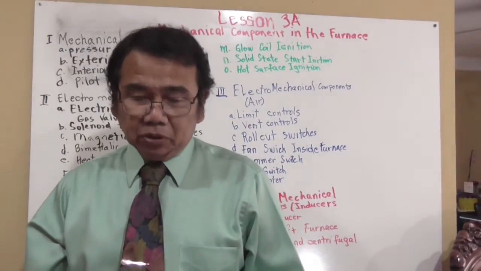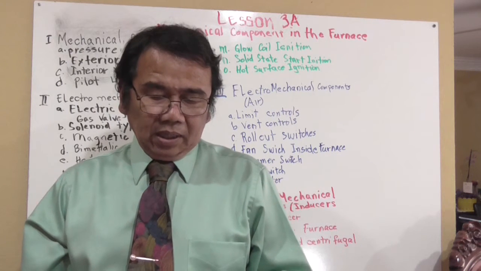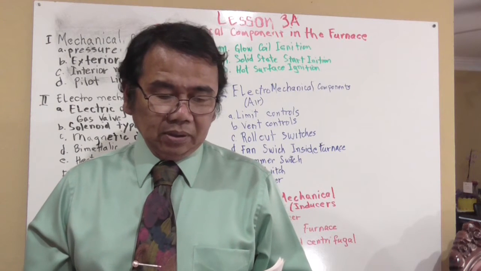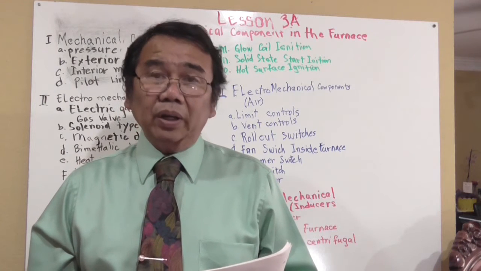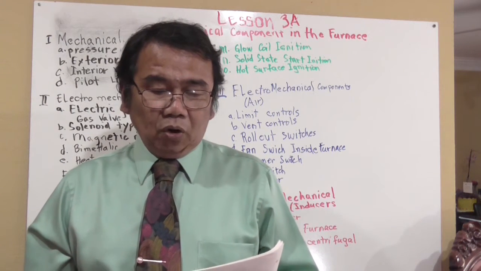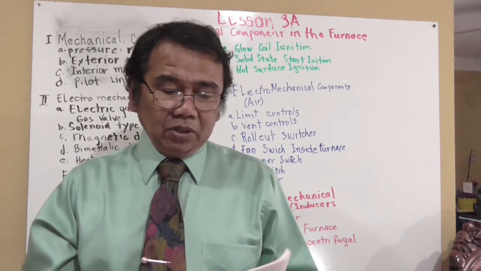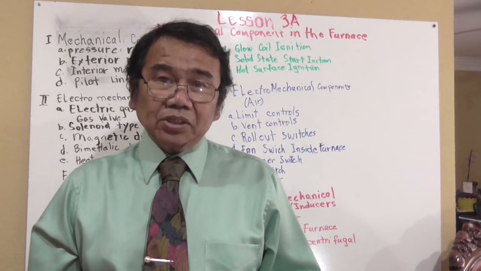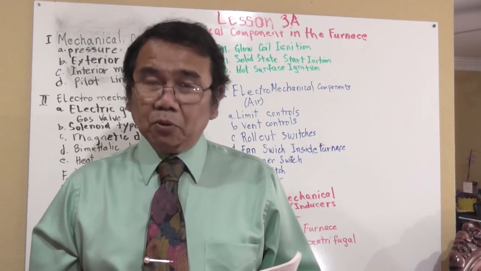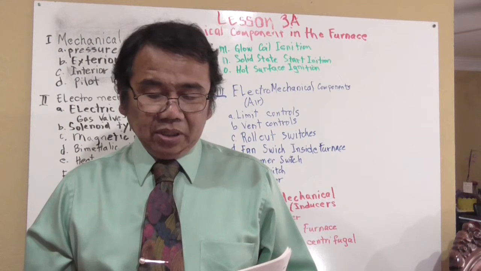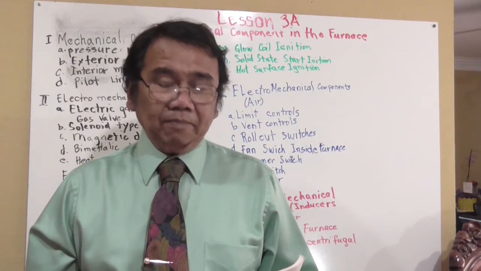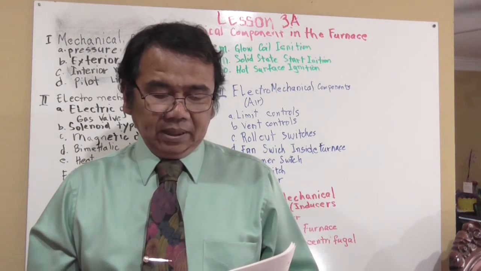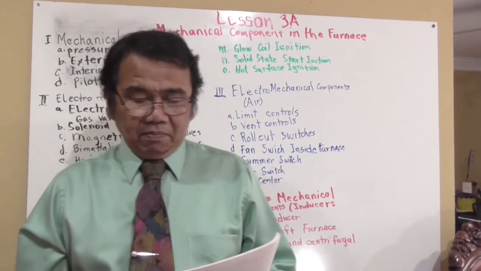Now, the first one I'll be talking about will be the limit control. Limit control senses high furnace temperature due to a malfunction: reduced airflow, no airflow, overfire condition. Limit control can be wired in 3 ways: in series with the gas valve circuit, in series with the transformer secondary, or in series with the transformer primary. In all cases, the objective is to de-energize the gas valve and stop the flow of fuel to the burners.